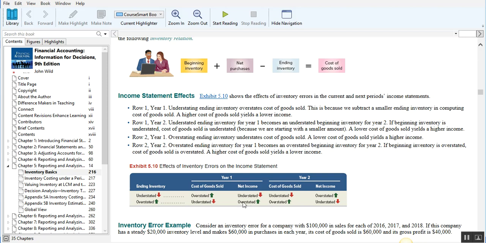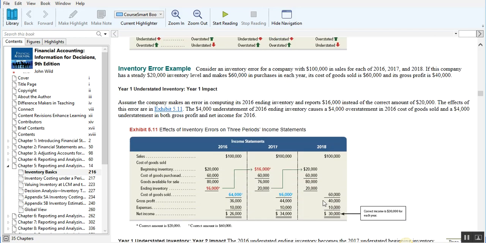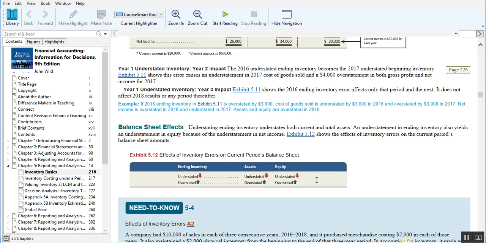Now, if you start out in year one with an overstated ending inventory, because cost of goods sold comes from that ending inventory, your cost of goods sold in year two is going to be overstated or too high, and net income will be too low or understated. So it's important to think about how those things will impact not just the current year, but subsequent years as well. And you can see that flow through this chart here. So you have the effect of these errors on 3 periods.